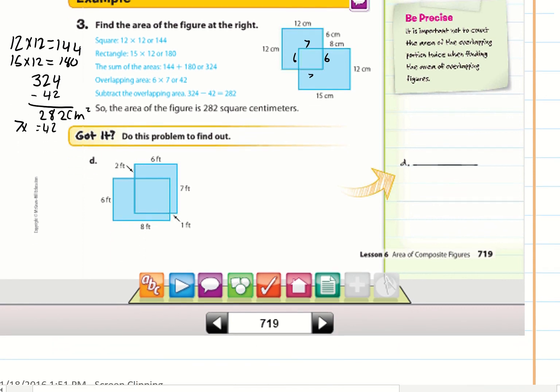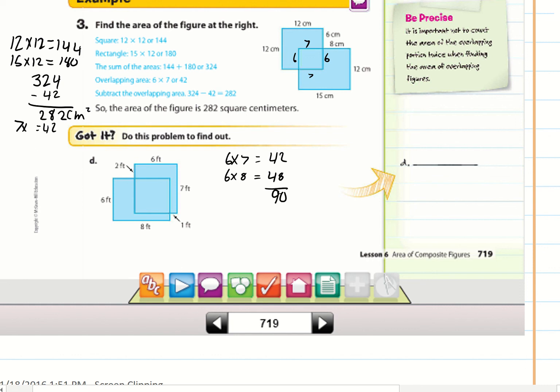Now the thing about this lesson is it's just a lot of work. It's a lot of work and little fine details. You make one little mistake, you can get the whole thing wrong. So we're going to do D. I'm going to do it with you guys. So my top rectangle is 6 by 7, and my bottom rectangle is 6 by 8. So it's going to be 42, and that's going to be 48. So in grand total I'll get 90.